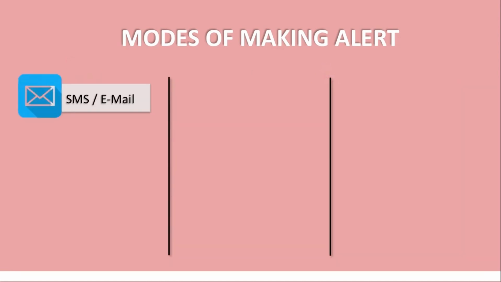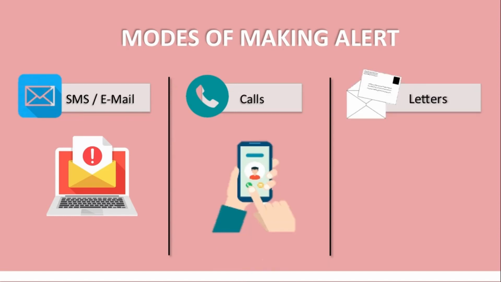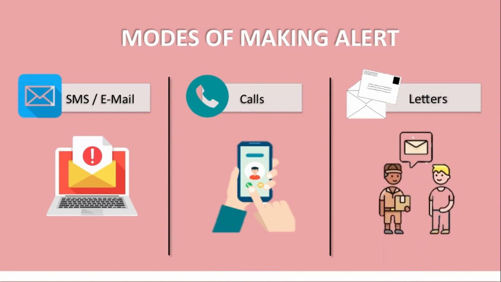Next, SMS or emails. Alerts pertaining to policies and finance are sent to an individual through a notification. Next, calls. Direct reminders can be notified, and it can also help in connecting with non-tech individuals. And lastly, letters. Sending letters is mainly used to send official alerts, and it is a traditional form of communication.